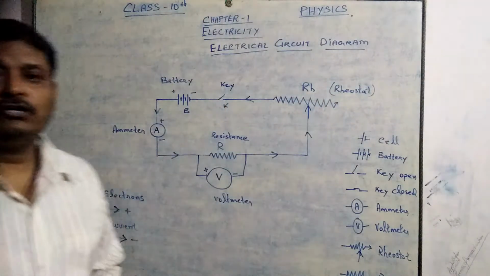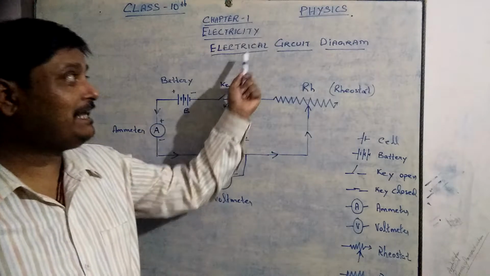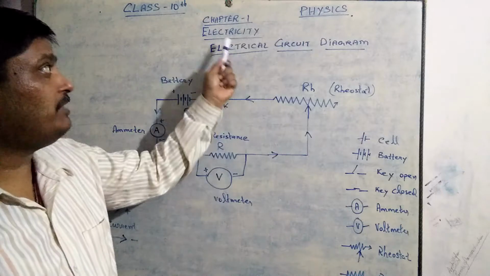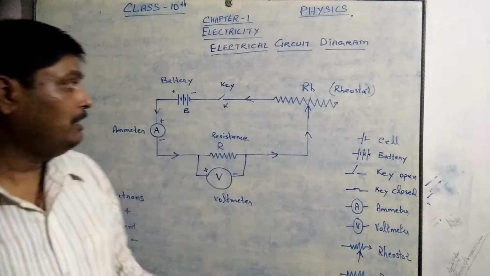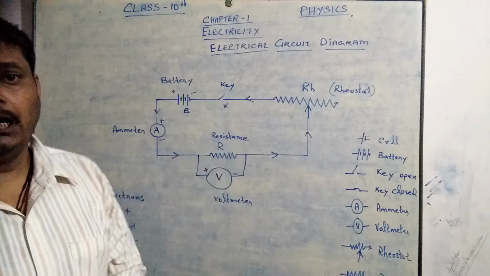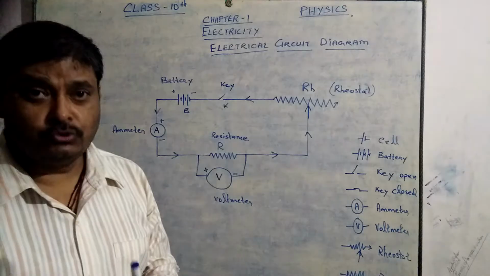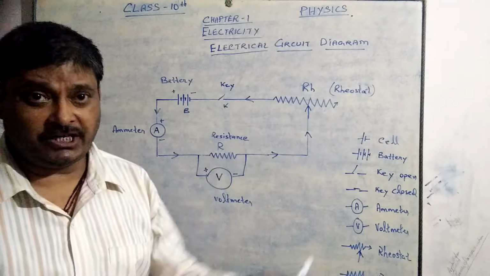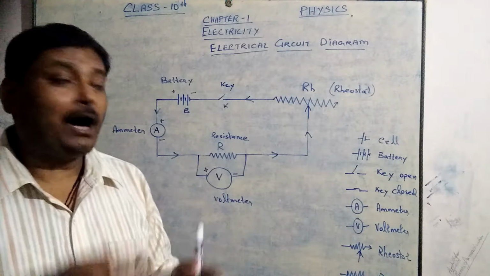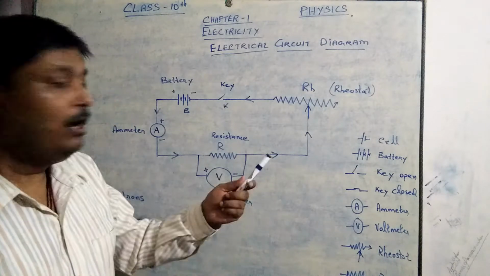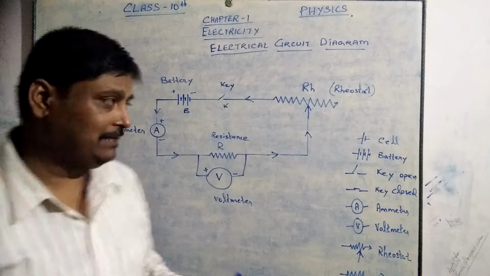Good morning students. Today we will learn about the circuit diagram, that is the electrical circuit diagram, in chapter one of electricity in physics. In this we will learn about different symbols, which instruments are used for what purpose, their function, how to connect them, the procedure of connecting them, and how they should be shown in a circuit diagram.